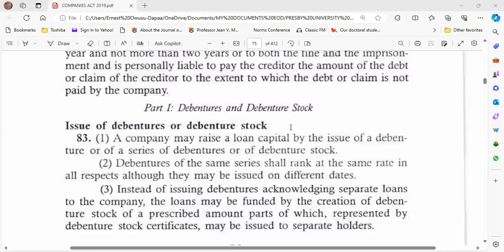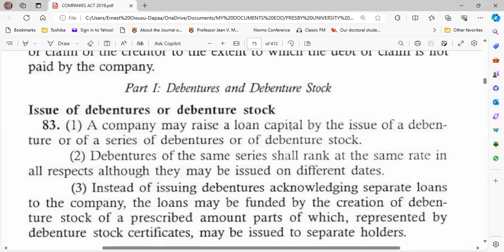All right, so welcome to Company Law. We are still discussing corporate finance. We are now transitioning from discussion of shares to debentures. You spent quite some time discussing shares. So we are looking at another aspect of corporate finance, what they call debentures.